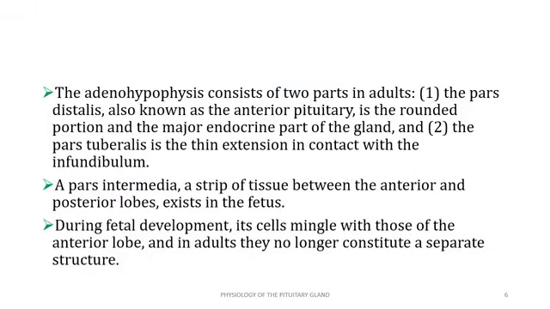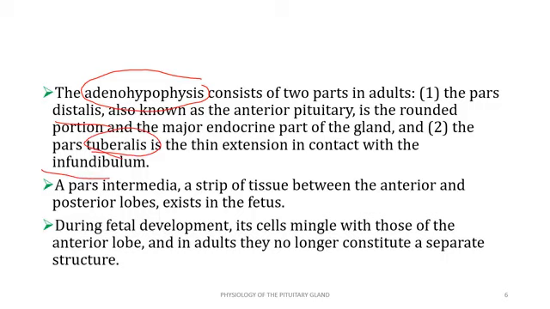The adenohypophysis, as I said, is the anterior pituitary, and it consists of two parts. The first is a large part responsible for hormone secretion and formation. This part is known as the pars distalis. And the second part is a tube-like structure connecting the pars distalis to the hypothalamus via the infundibulum. This tube-like structure is known as the pars tubularis.